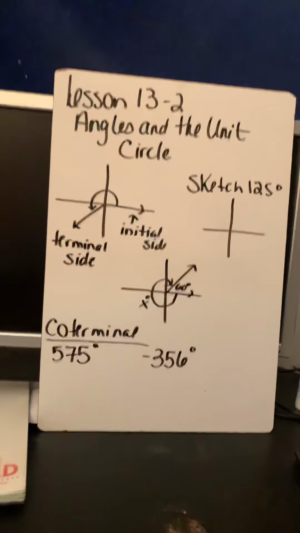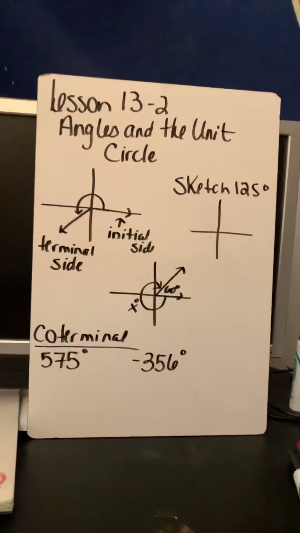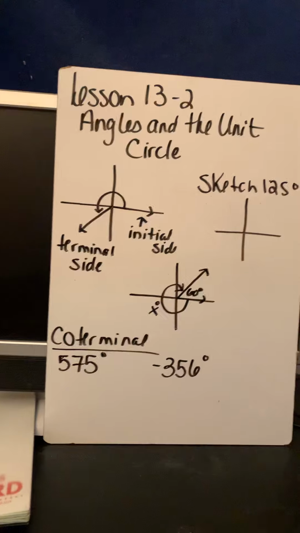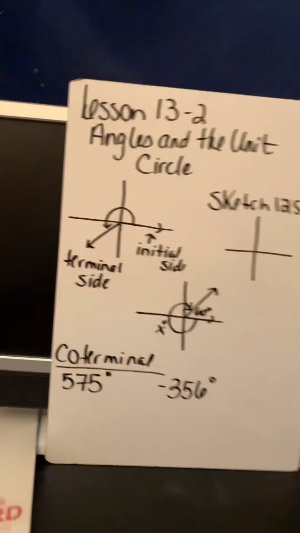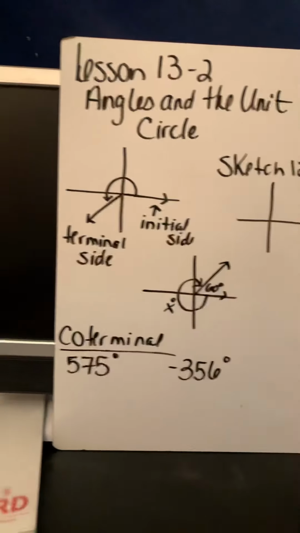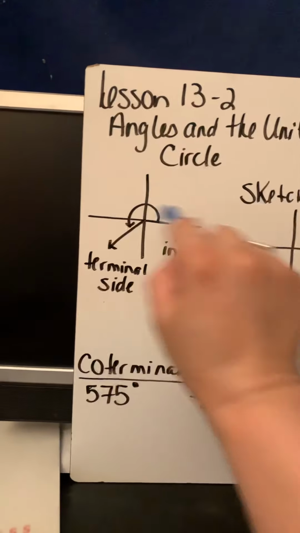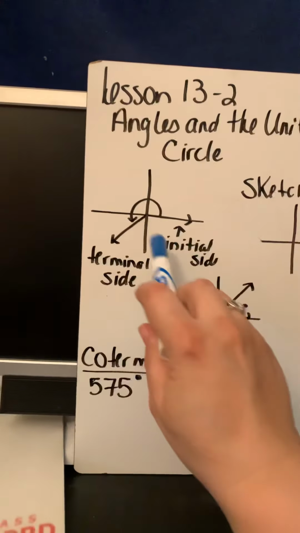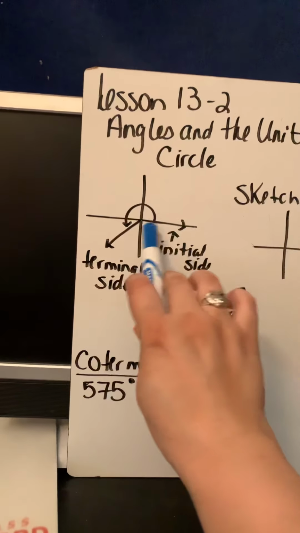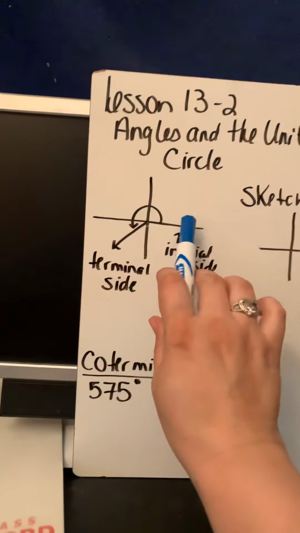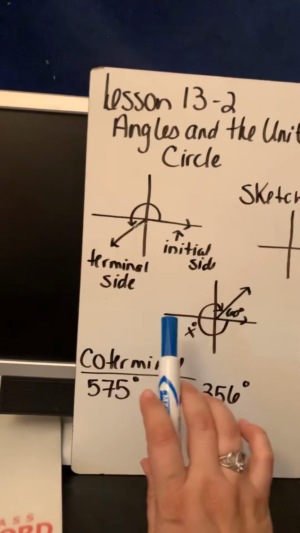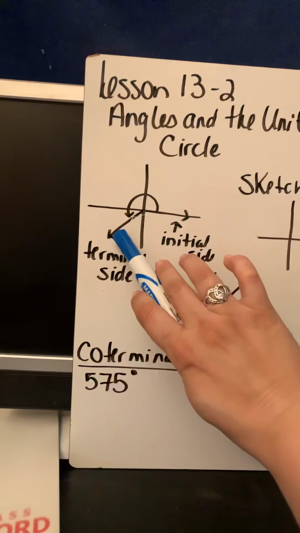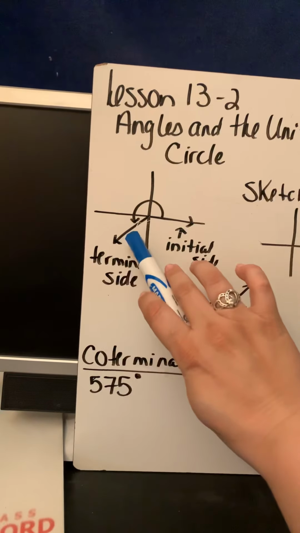I've had people in the past laminate that thing, because it is something that you're going to use a lot. So today's stuff is angles in the unit circle. When you have an angle in your quadrant, you've got your initial side, and usually that's the side that it starts, across one of the axes. Those are your initial sides. Then you have your terminal side, the ending side, where that angle ends.